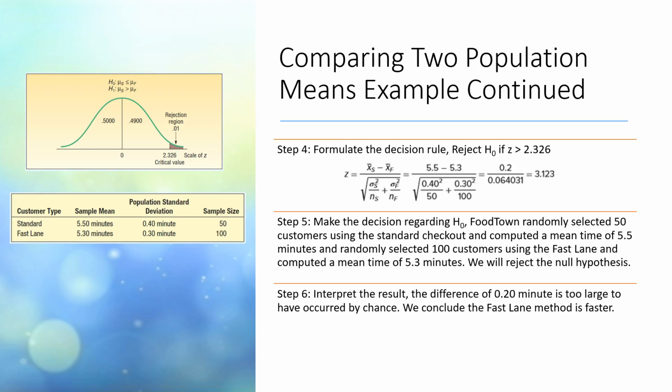We assume that the population standard deviations are 0.40 and 0.30 as shown in the table. Then we take the sample and calculate the test statistic to get a z-value of 3.123. Our decision rule was to reject if our z-value was greater than 2.326. My calculated z-value is greater than my critical z-value. Therefore, we make the conclusion to reject the null hypothesis and interpret that the fast lane method is faster.